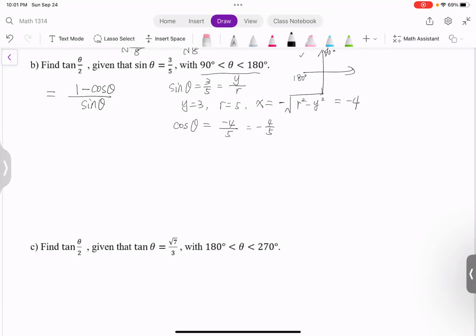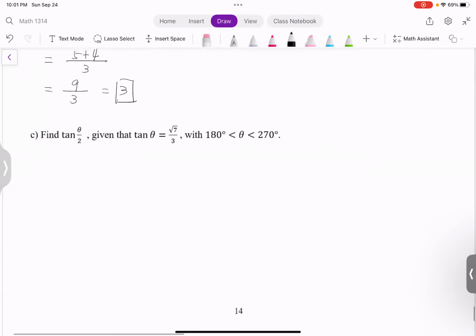And put it in the formula. I'm having 1 minus cosine theta. So 1 plus 4 over 5, because minus negative is plus, divided by sine theta, which is 3 over 5. And the top and bottom multiply by 5. We have 5 plus 4 divided by 3. 5 plus 4 is 9. 9 over 3 is 3. So the solution is 3.